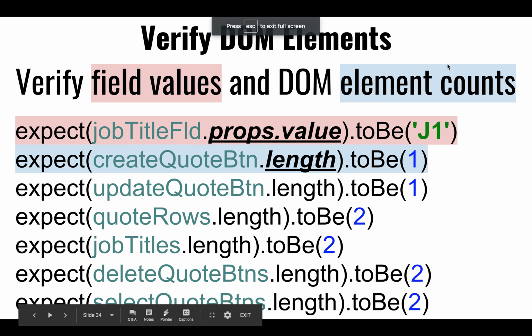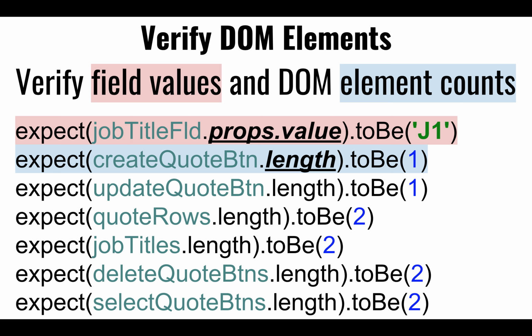Okay? So, did the form successfully update? Did the input actually say job 1? Because I fed it the initial job. Also, is there actually just one create button? Is there only one update button? Are there actually 2 rows? Are there actually 2 job titles? Are there actually 2 delete buttons? Are there actually 2 select buttons? So we can go down to the DOM and verify all these things.